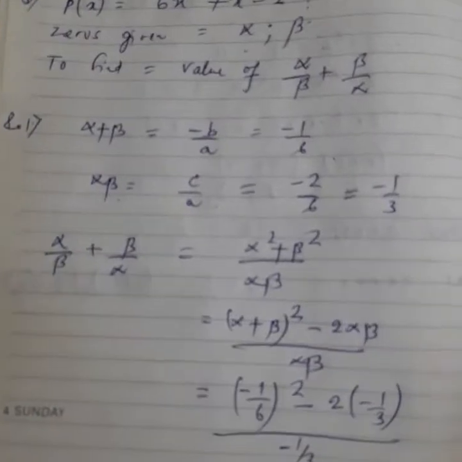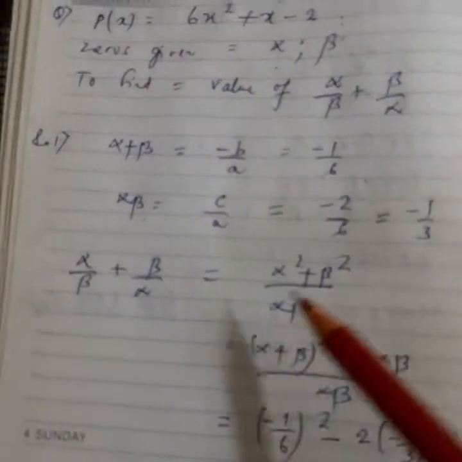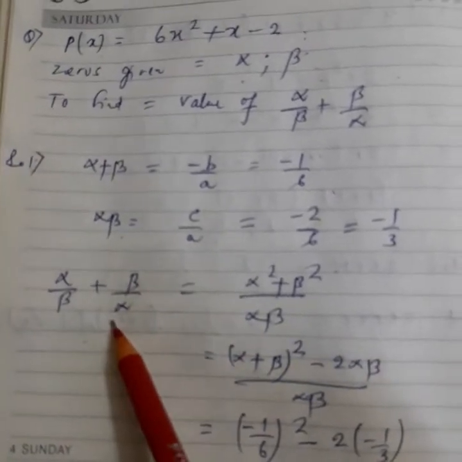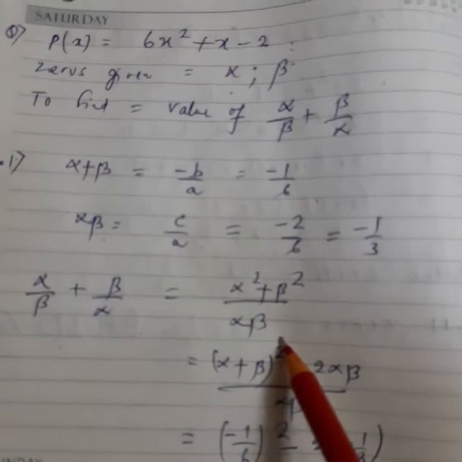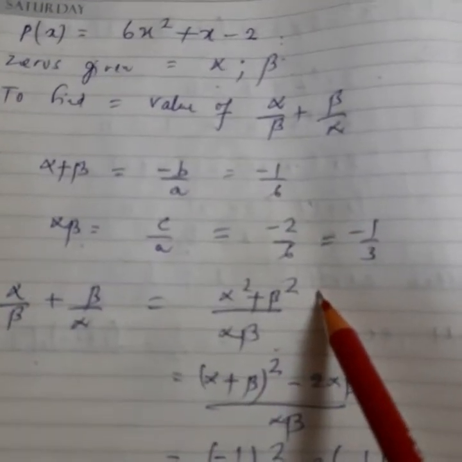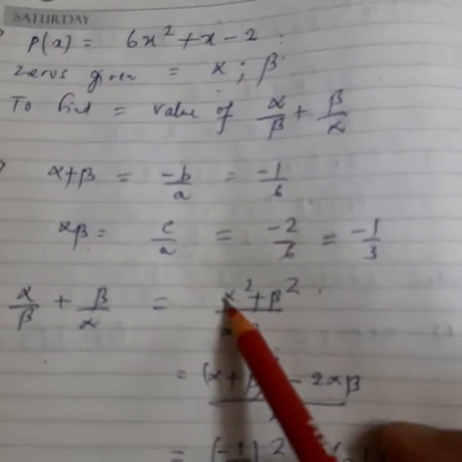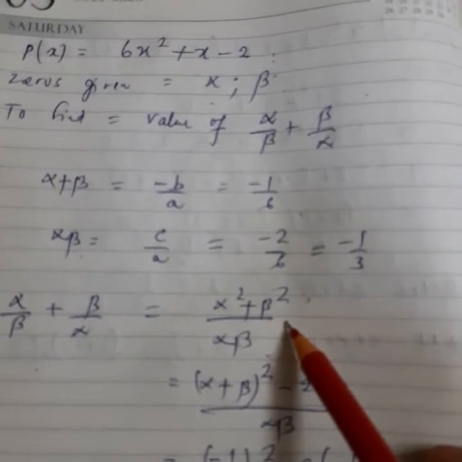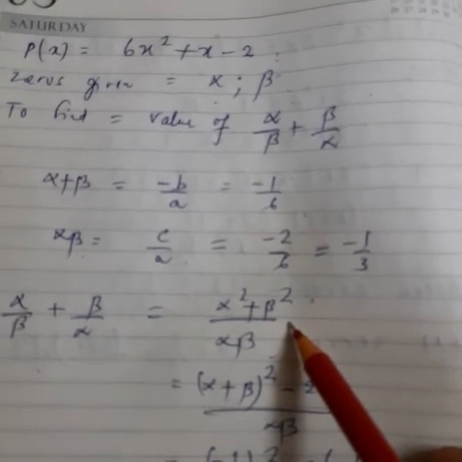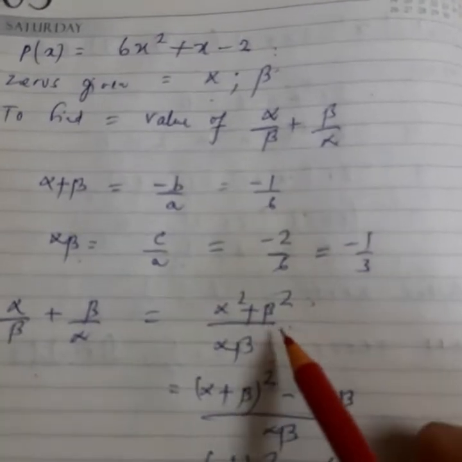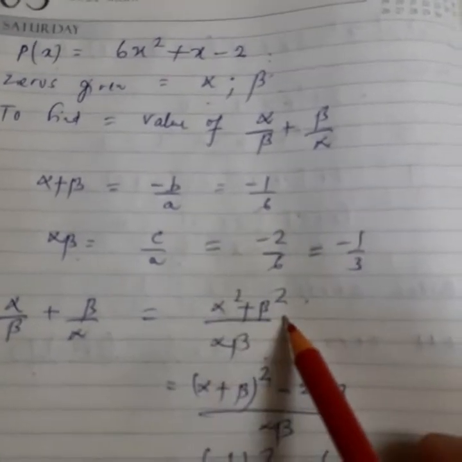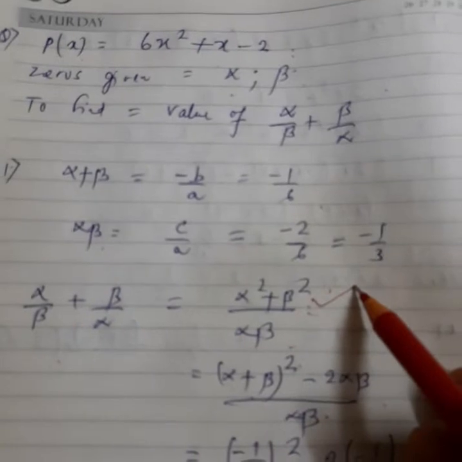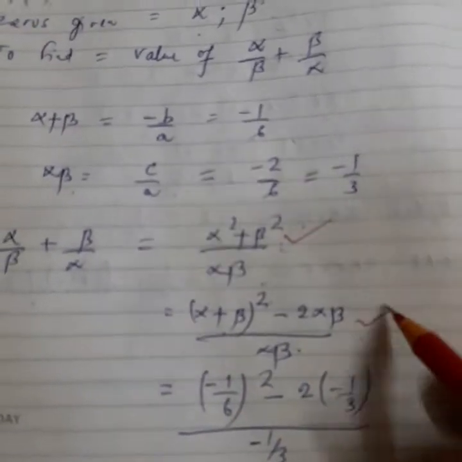Now let us move further to find the value of alpha by beta plus beta by alpha. To find its value, let's first take the LCM, that is alpha into beta. In the numerator, you will get alpha square plus beta square. Now, for alpha square plus beta square, using an algebraic identity, a square plus b square is equal to (a plus b) whole square minus 2ab. Same as that, here alpha square plus beta square is (alpha plus beta) whole square minus 2 alpha beta.